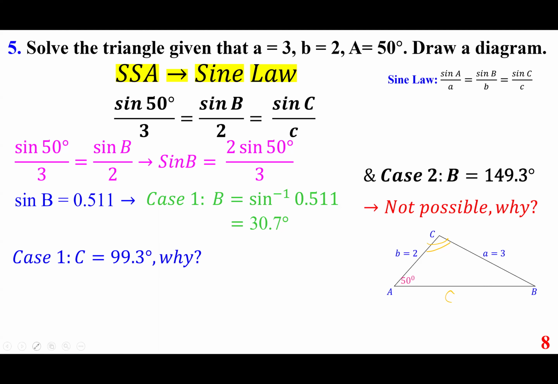So again, this one would be 180 minus the sum of 50 plus 30.7. That's how we arrive at it, everybody. Okay, so that's pretty straightforward.